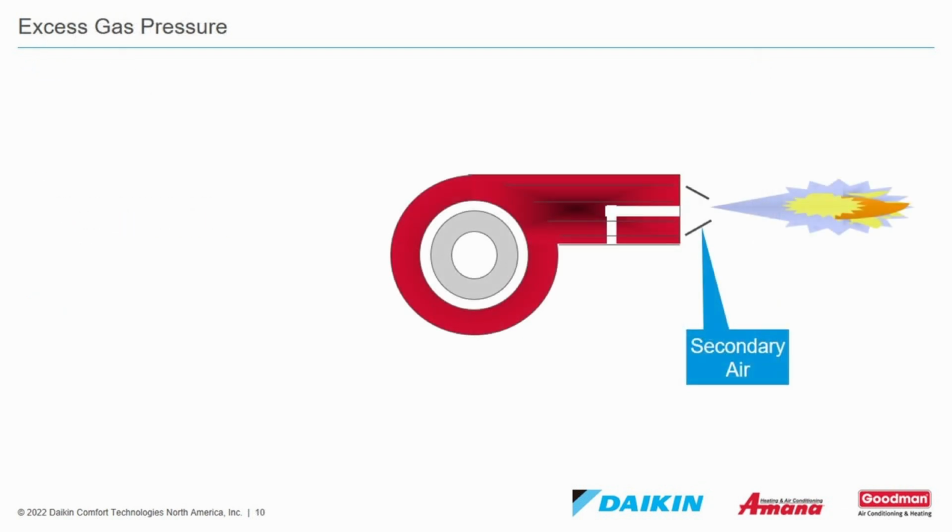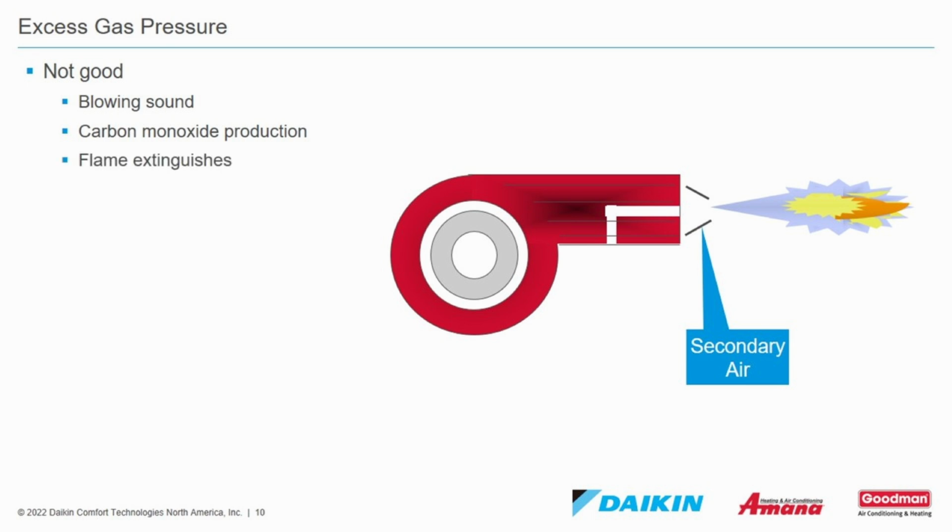Excess gas pressure is not good. It can cause a blowing sound, carbon monoxide production, and the flame extinguishes, leaving raw gas in the heat exchanger. High flame velocity, bad LP gas supply, and lifting flames.